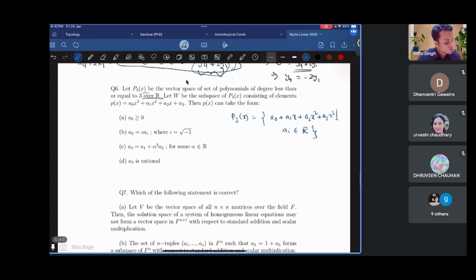Now what is the question? W is a subspace of P3(x) consisting of elements like this. I have written that. Then p(x) can take the form. We have chosen p(x) from W. So what can be a suitable form for the polynomial p(x)?